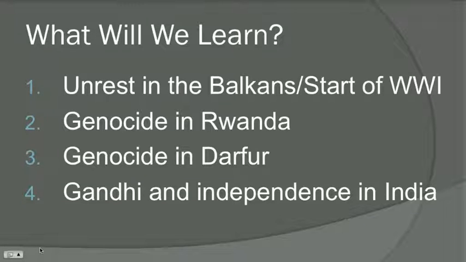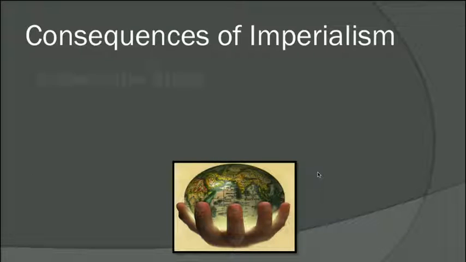Basically, I just went through them. The first one is Unrest in the Balkans, which leads to the start of World War I. Second story we're going to tell is the genocide in Rwanda. Third story is the genocide in Darfur. And the last story is Gandhi in the independence movement in India. So that is what we're going to cover with consequences of imperialism. So let's start with looking at sort of an overview.